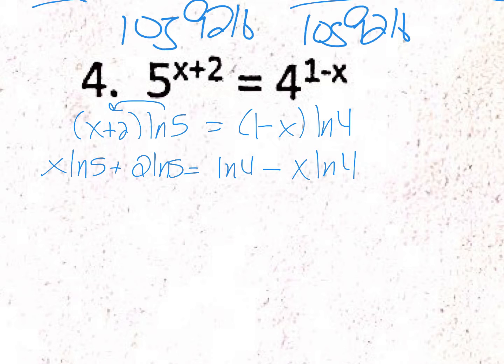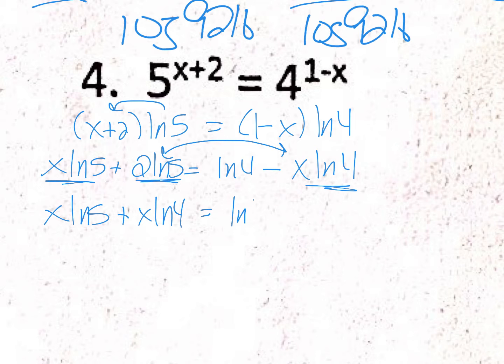Now, just like one a minute ago, I need to get the x's together. So I have this term and this term on the same side. This term needs to go to the right-hand side because there are no x's. So I'm going to just flip-flop those 2 terms. So I'm going to do x natural log 5 plus x natural log 4. On the other side, I have natural log 4 minus 2 natural log 5. Key step here, factor out the x. If I factor it out, it leaves natural log 5 plus natural log 4.